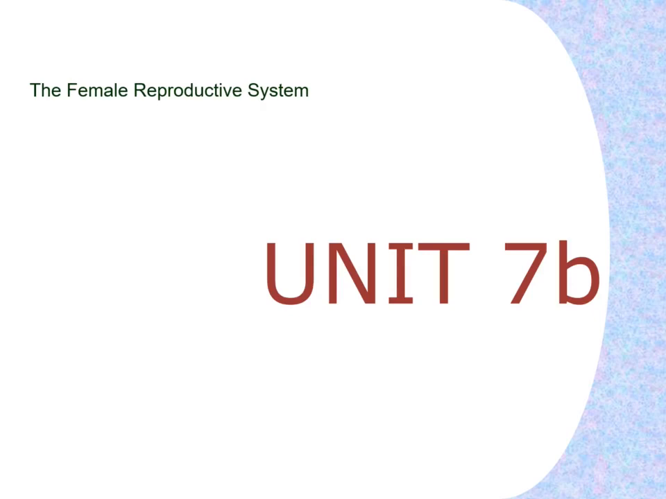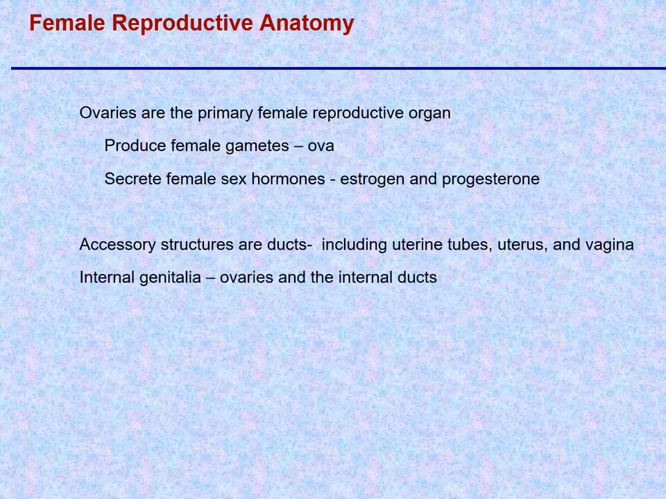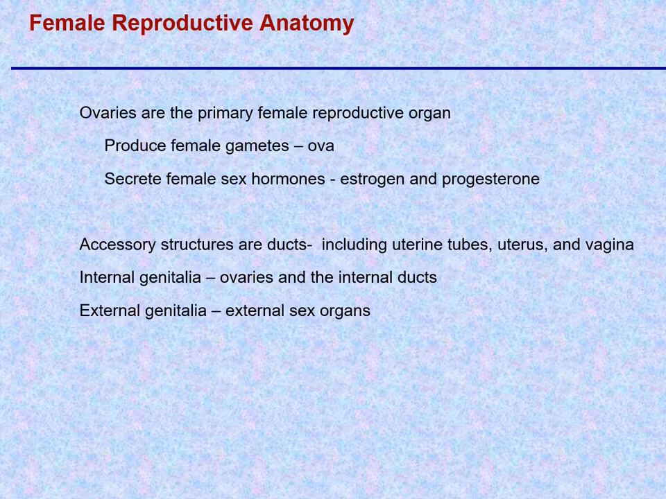This is Unit 7B, Part 1. The way I'm going to describe this, we've already done the male reproductive system. So when I describe the female reproductive system, I'm going to refer to structures in the female system that are homologous to certain male anatomical structures.